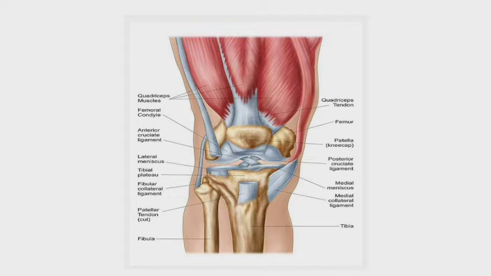You have the quadriceps muscles, which of course form the quadriceps tendon and the patellar tendon. These do rupture, particularly with trauma, and often need to be fixed. And then you have the articular surfaces of the bone, which, when worn out, is what we call degenerative arthritis.